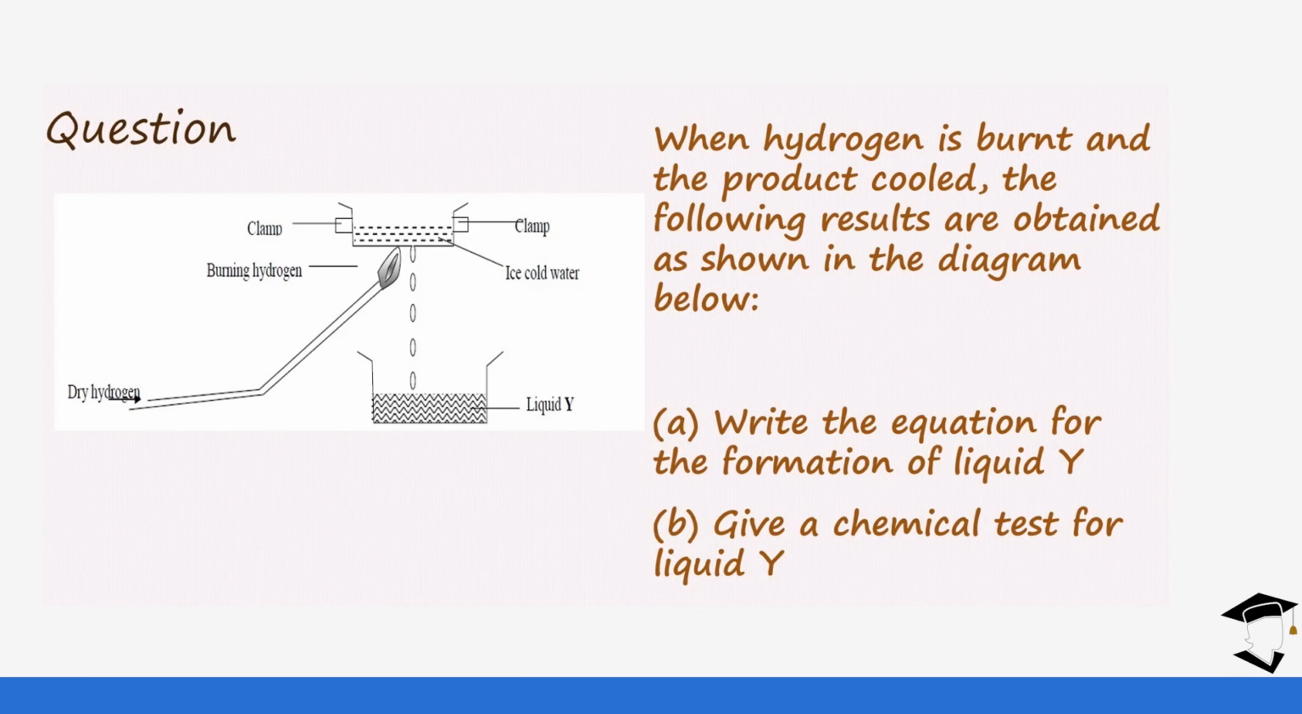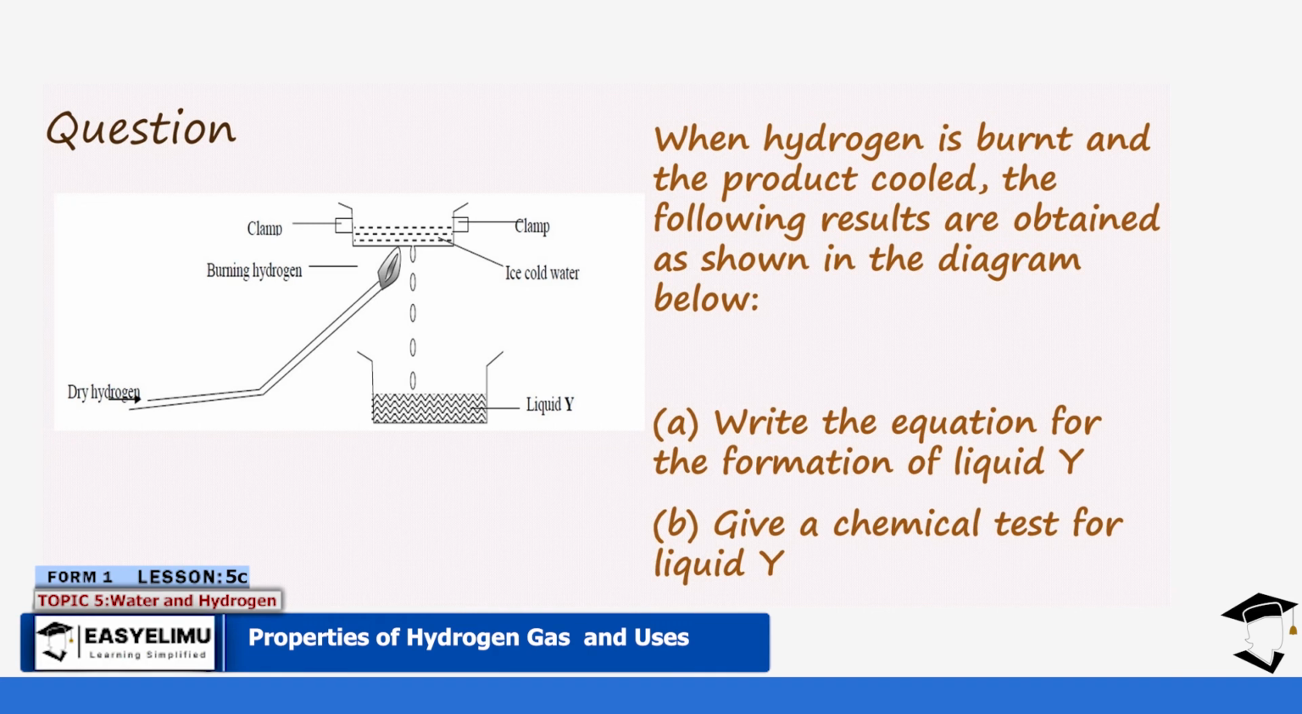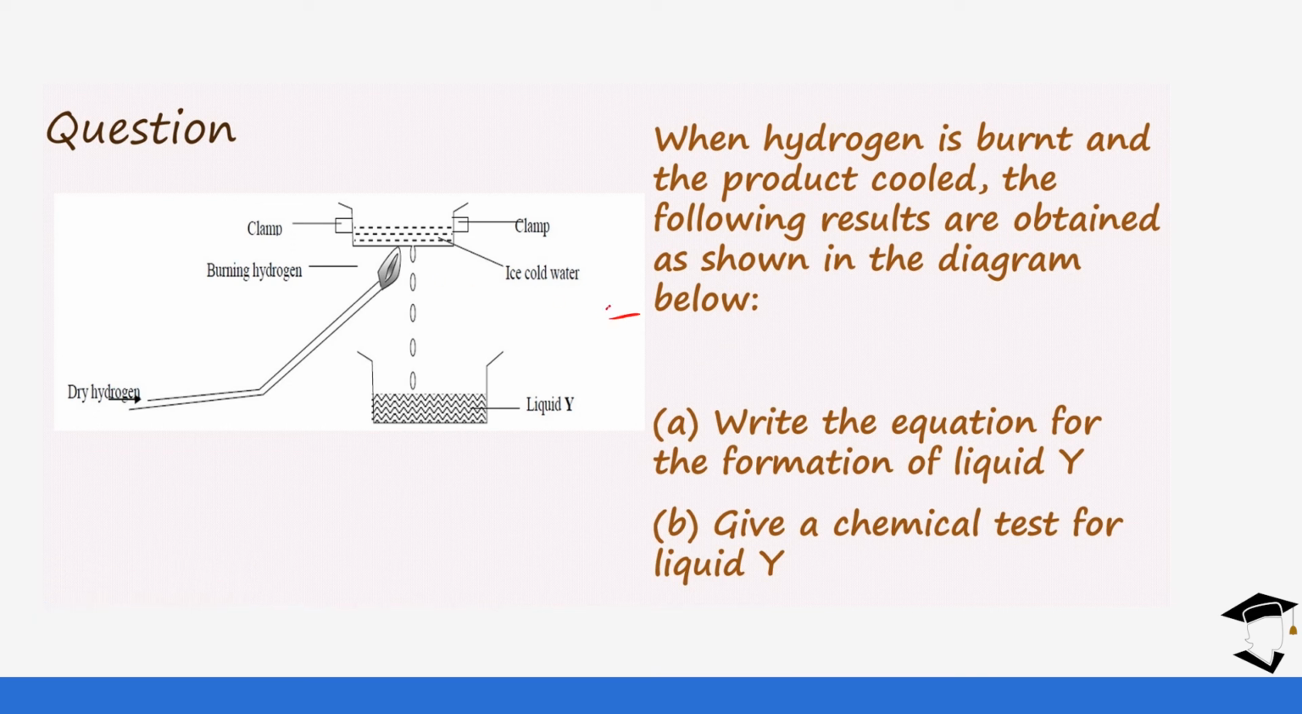So let's look at one question in regards to what we have been discussing. And these questions are the ones that are going to conclude the topic for us. When hydrogen is burnt, the product cooled, the following results were obtained as shown in the diagram. So we have hydrogen that is being heated here, and then you see this is ice cold water which helps to cool down the product, and the product is known as liquid Y. The first question is write the equation for formation of liquid Y. So basically you are being asked to write the equation for the burning of hydrogen in oxygen.